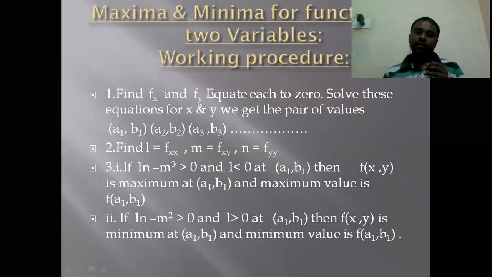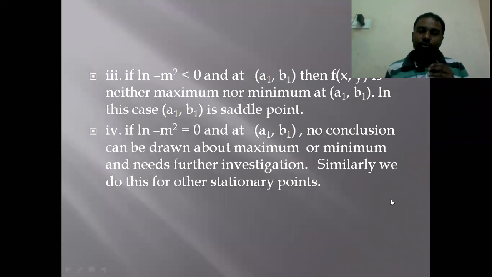If it is not satisfied, ln minus m square is greater than 0, okay, this will be fine. So if L is greater than 0, the first condition is the same. If L is less than 0, we say that it is maximum. If L is greater than 0, we say that it is minimum. In similar fashion, these values we can substitute in the function. So we are going to get that value, called the minimum value. Like this we find the maximum and minimum values of a function.